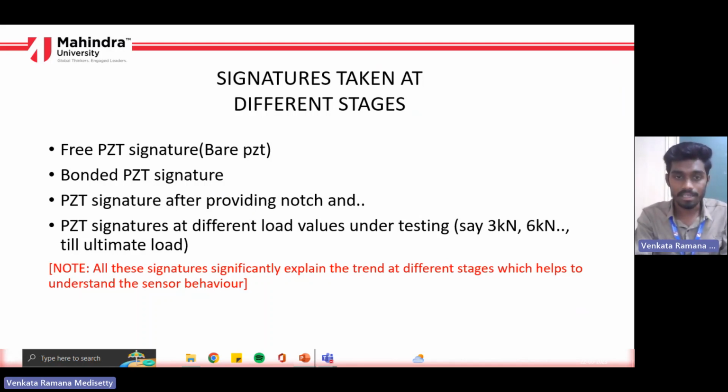The reason why I'm taking signature at this stage is that giving a notch with a concrete cutter is also damage inducing to the beam. So 4 levels basically: a free PZT, bonded PZT, signature after providing the notch, and then signatures while I'm applying a flexure load. I have divided the ultimate load into 5 or 6 parts, and incremental load has been given to the beam. At each kilonewton, I'd be holding the load and then taking the reading.